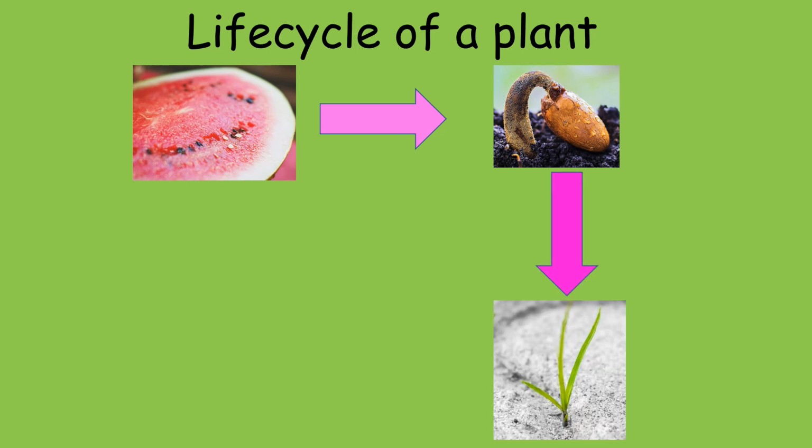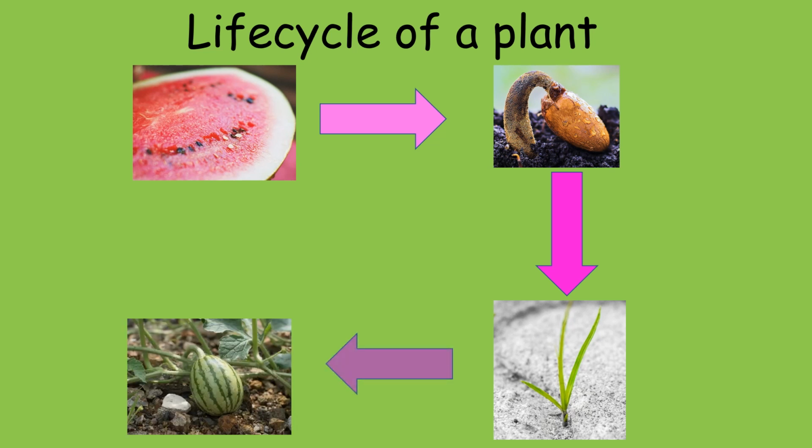Then it starts to grow up a little bit and the stems and the leaves start to come through, depending on what type of plant it is. Then it grows up even more and becomes big enough to make its own fruit or flowers. In this case, we're looking at a watermelon and you can see the watermelon there on the watermelon vine. Then the seeds from the watermelon go back around and they germinate and so on. It keeps going around in a cycle.